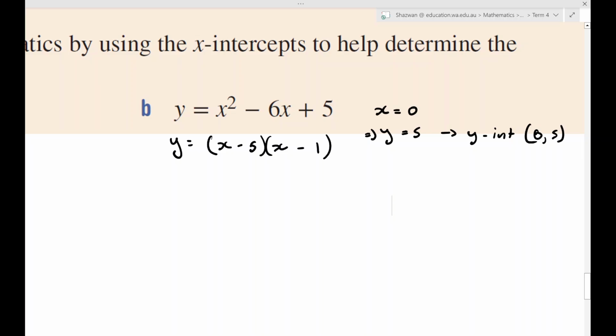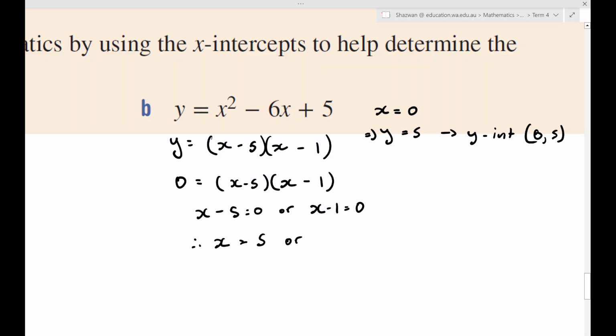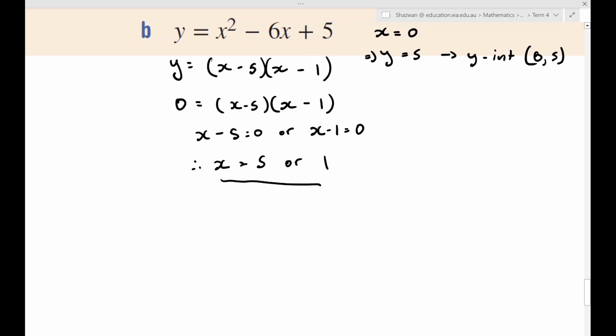The reason we want it in root format is because I can easily say that when y is 0, that is going to give me the value of my x-intercepts. Well, when y is 0, using the null factor law, either x take 5 is equal to 0, or x take 1 is equal to 0. That means x is equal to 5, or x is equal to 1. So we found our roots. When y is 0, x is 5, or it's 1.